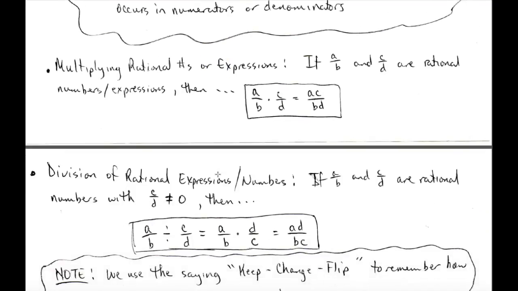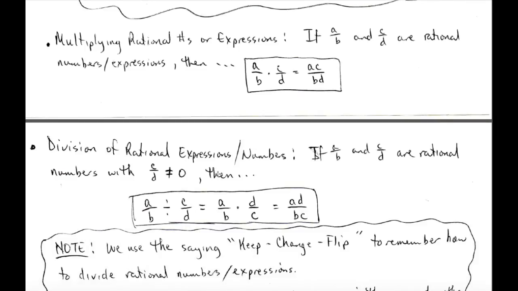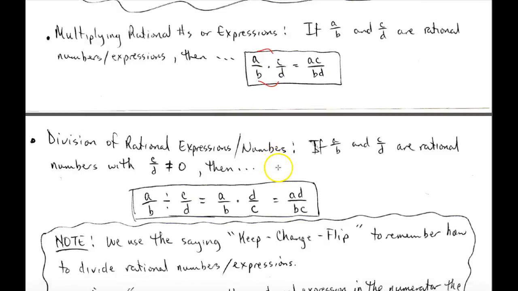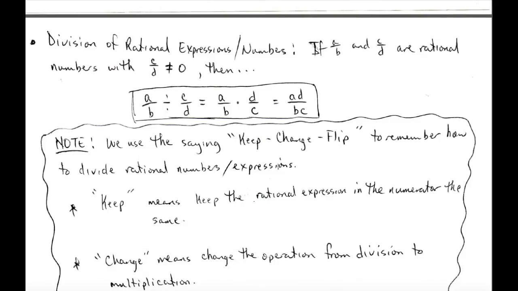All right. So when we multiply rational numbers or expressions, we know that we just multiply numerator with numerator and denominator with denominator. And when we do division of rational expressions, what we need to do is what's called keep, change, flip, or KCF. So we keep the first fraction the same. We change the operation from division to multiplication, and then we flip the other fraction, meaning we take the reciprocal of it. And then we just multiply those together.